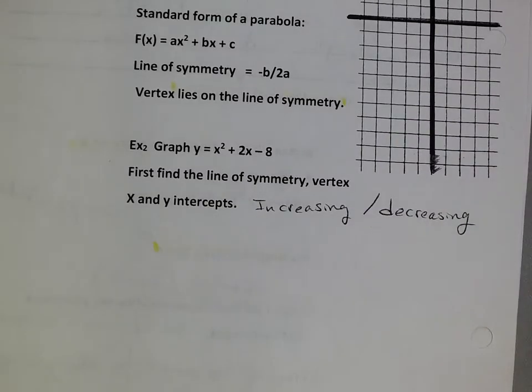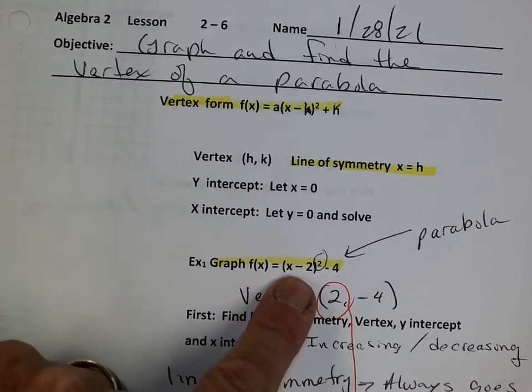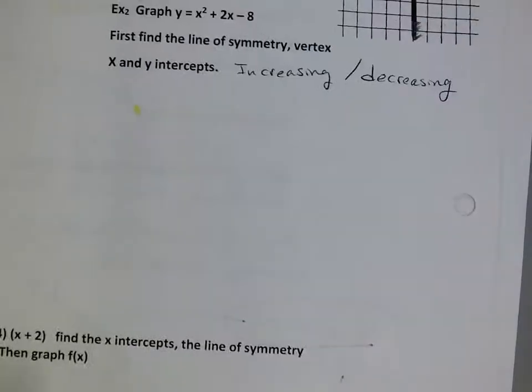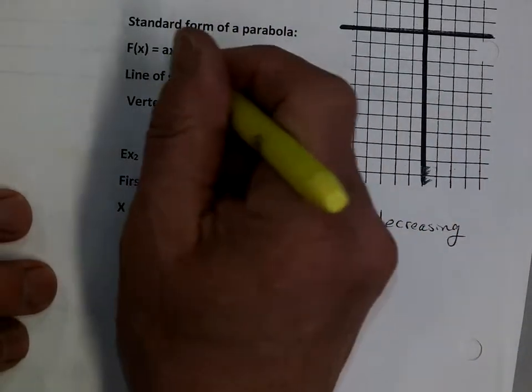All right, now, this one is in a different form, and this is what we call standard form. And standard form is kind of a pain. I like intercept form because I can get the x-intercepts. I like vertex form because I can get the vertex. But this one's different. This one's in standard form, okay?